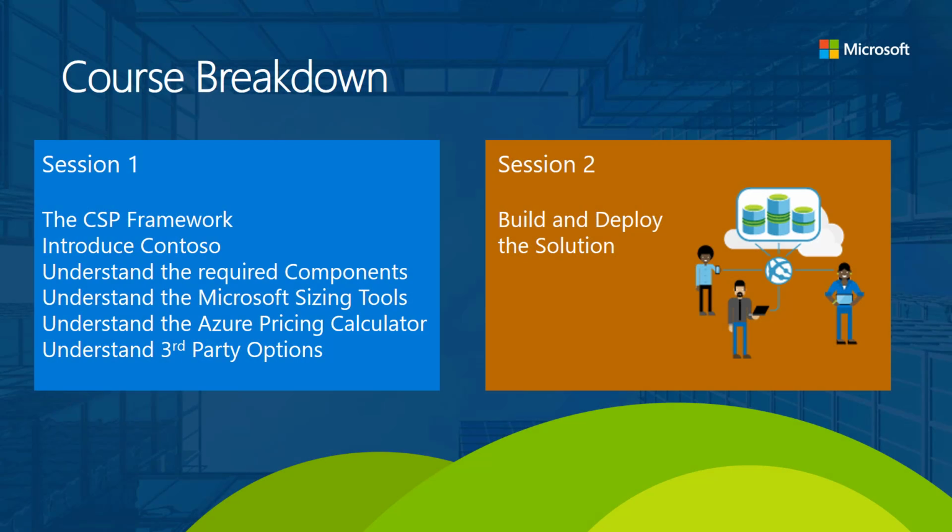It will be split into two sessions, typically split over 2 days. On the first day, we will investigate the CSP framework, introduce our fictitious company before looking at our design goals and understanding the components required. We will investigate how to size and price the solution, as well as allowing time for any third-party offerings to be discussed. On day 2, we will build the solution as a proof of concept in Azure.